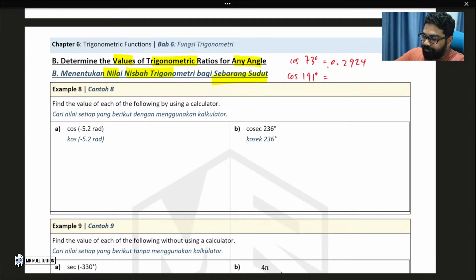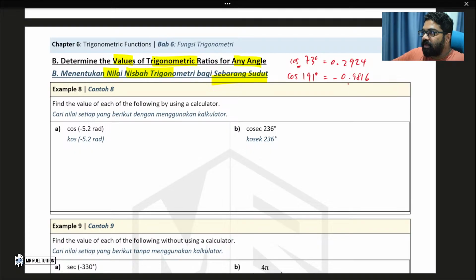How? So cos 190 degrees, 191 degrees. Can you see? You get negative 0.9816. What is that about? Why do we suddenly have negative? Why do you have negative? Cos value is only supposed to be from 0 to 1, right? Why suddenly got negative? So this is what we are going to figure out now.